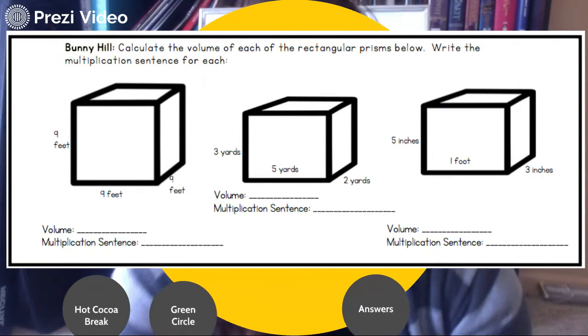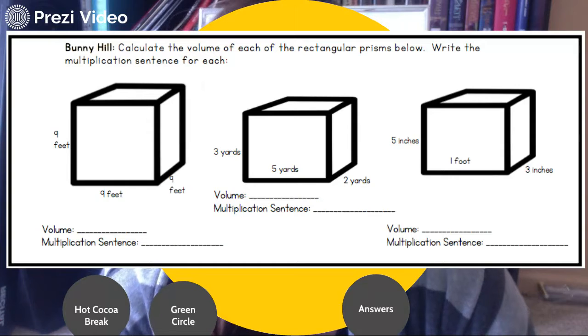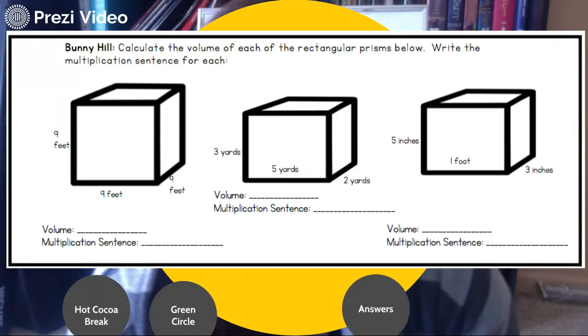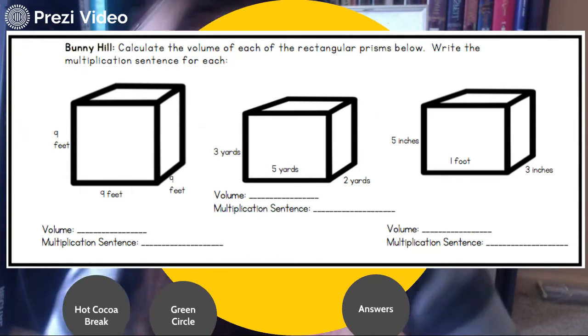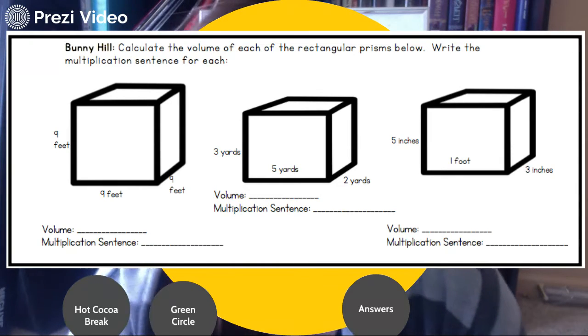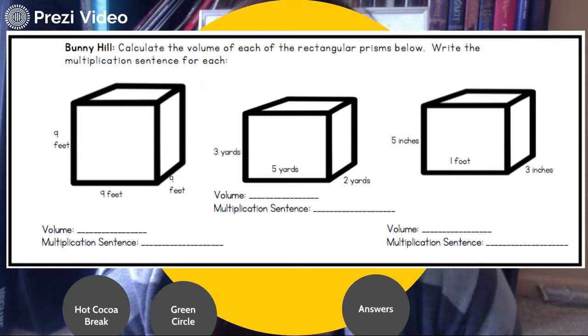So the bunny hill says, calculate the volume of each of the rectangular prisms below. Write the multiplication sentence for each. So I'm not going to do these on my whiteboard because I think we've hit multiplication and volume pretty well at this point. If you have any questions, and if these questions right here are confusing or difficult for you, I want you to send me a text message, an email, whatever, right now.